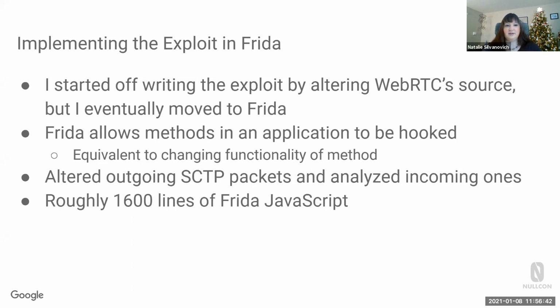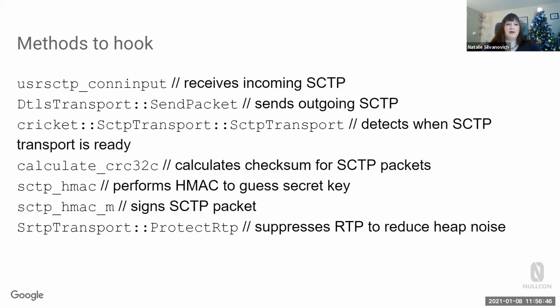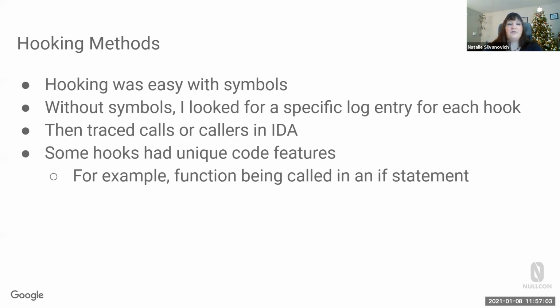It was 1,600 lines of JavaScript to make this exploit work. But it was nice because I could basically plug it into anything. So I ended up having to hook 7 methods in each application to make the exploit work. It doesn't matter what they are, but I just want to mention that this was a valuable number. It was reasonable to go through each application and find 7 code points. So some of the applications had symbols, so I could just hook things directly.